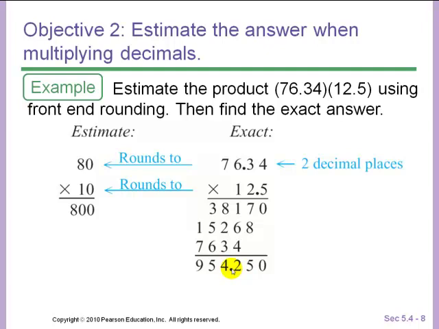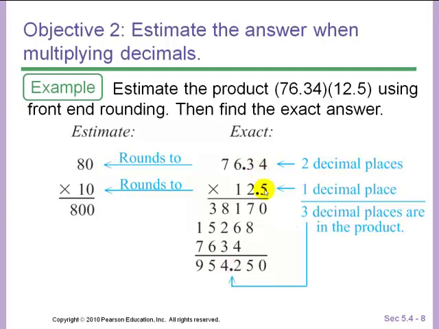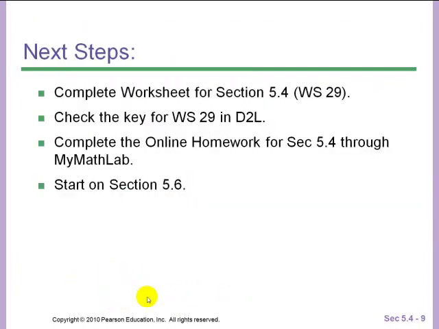We can confirm that by counting our decimal places. We have 2 decimal places there, 1 decimal place there, for a total of 3 decimal places. 1, 2, 3. So our final answer is 954.250. You can keep that 0 or drop it. We are not concerned with significant digits. However, in science classes, you will have to worry about significant digits, and they have slightly different rules to be followed there. That concludes section 5.4.